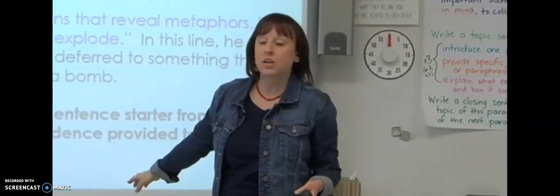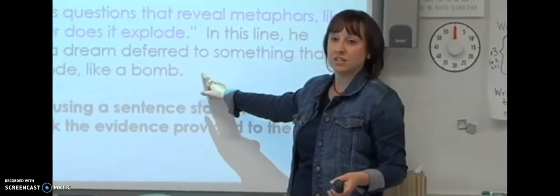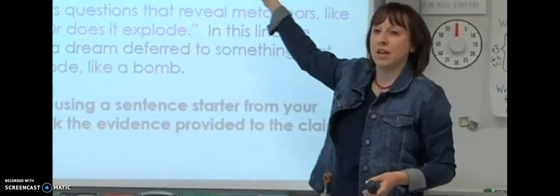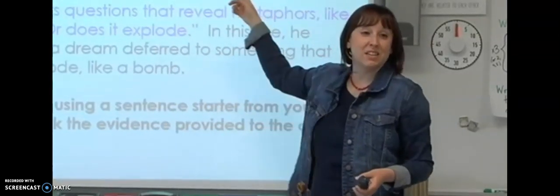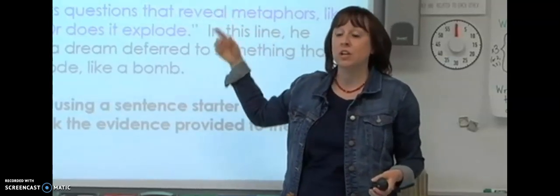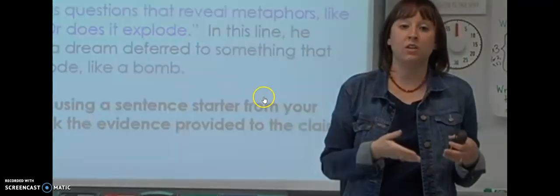Just open your notebook. You're going to add a line that would come next after this sentence that could connect this evidence back to the claim. And then once I see that you've gotten that, I'm going to come around and tap you on the shoulder, and then you can go ahead and move to find this lesson in your paper.